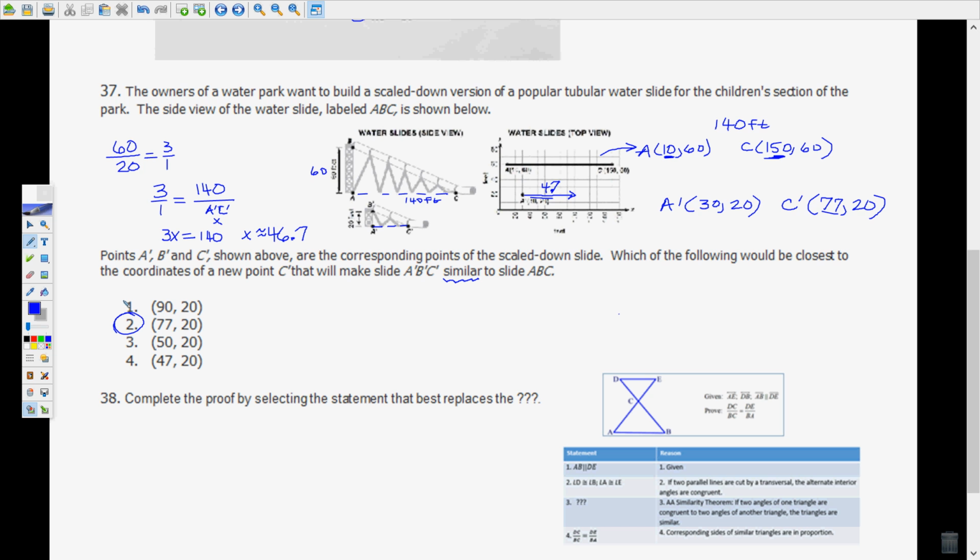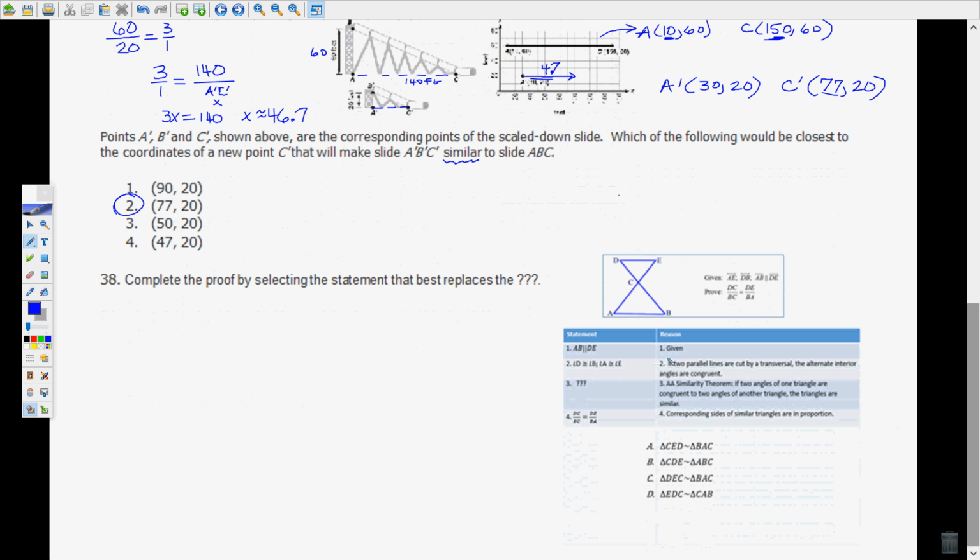So you use the two models to figure out this problem, and remember, you want to pay attention to what you're reading. Similar means the sides will be in the same ratio, or the sides will be in proportion with each other, and you can cross multiply and solve. So hopefully that helped out with that one.